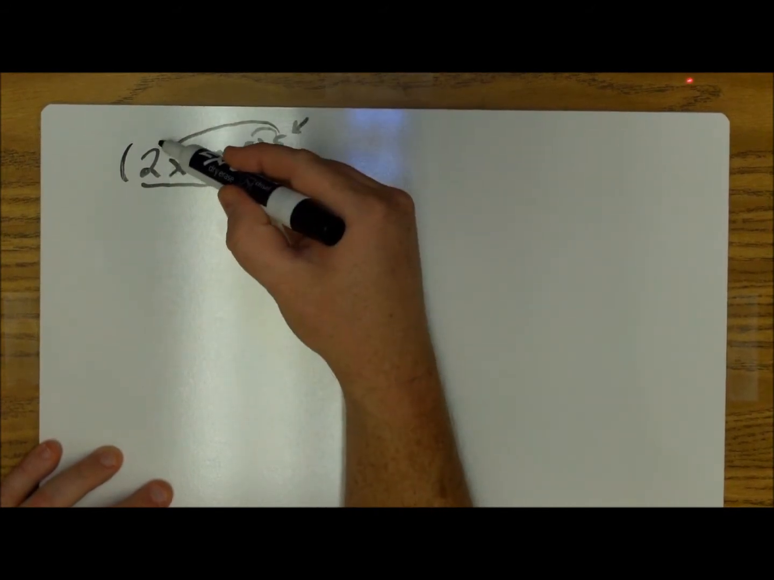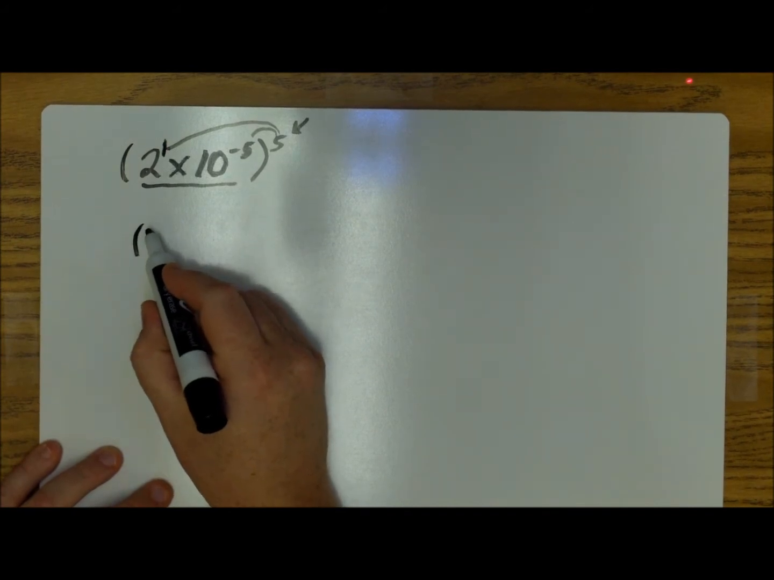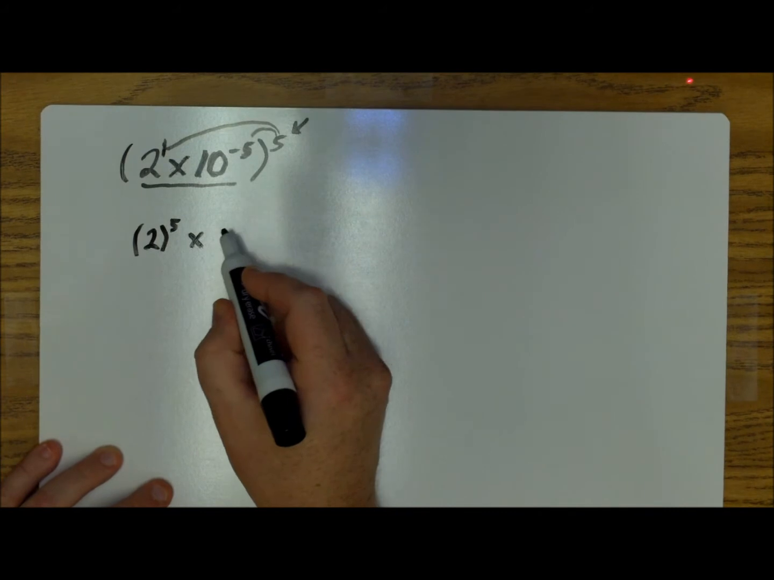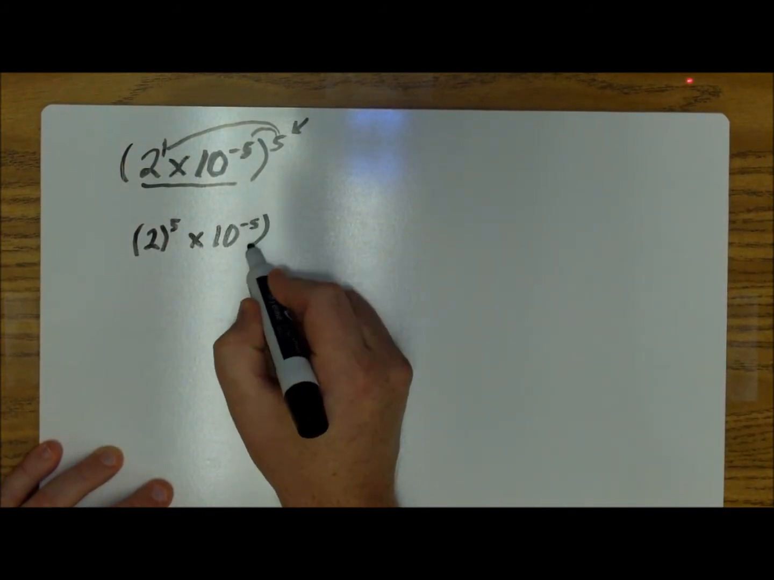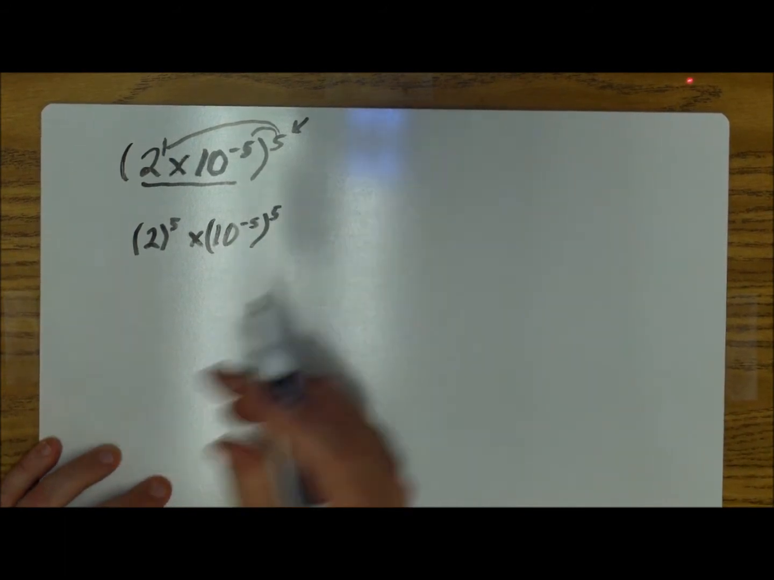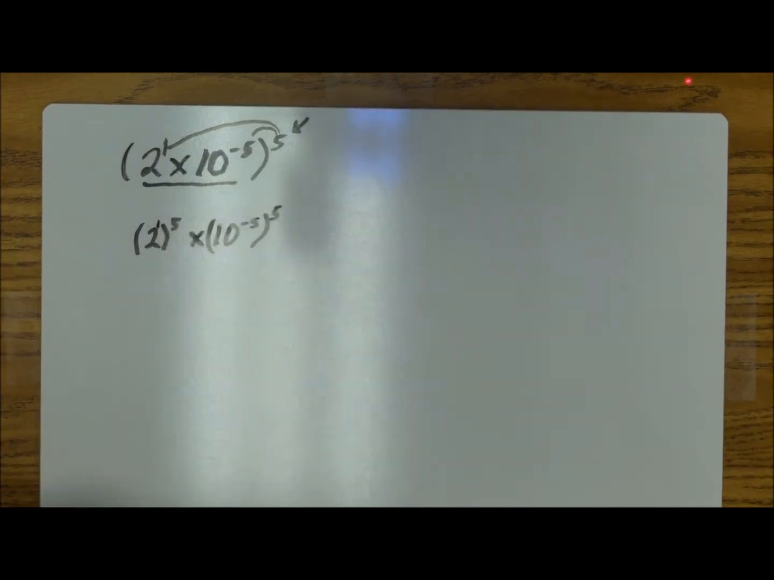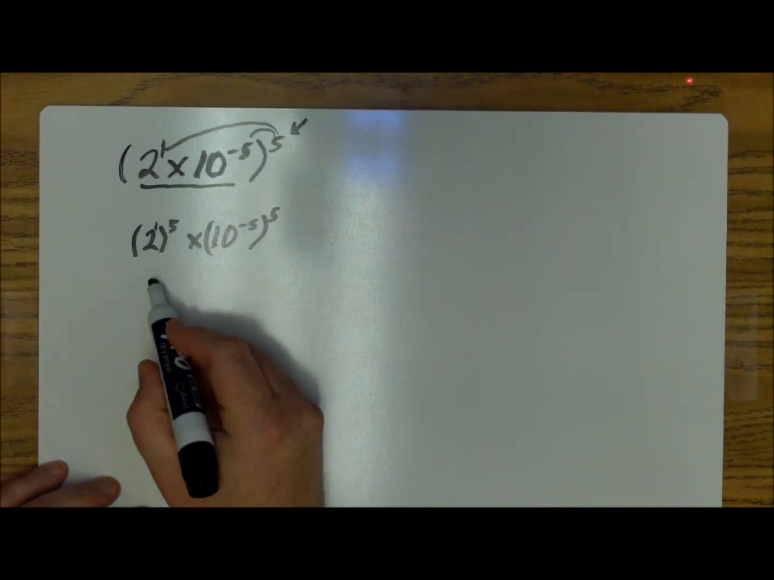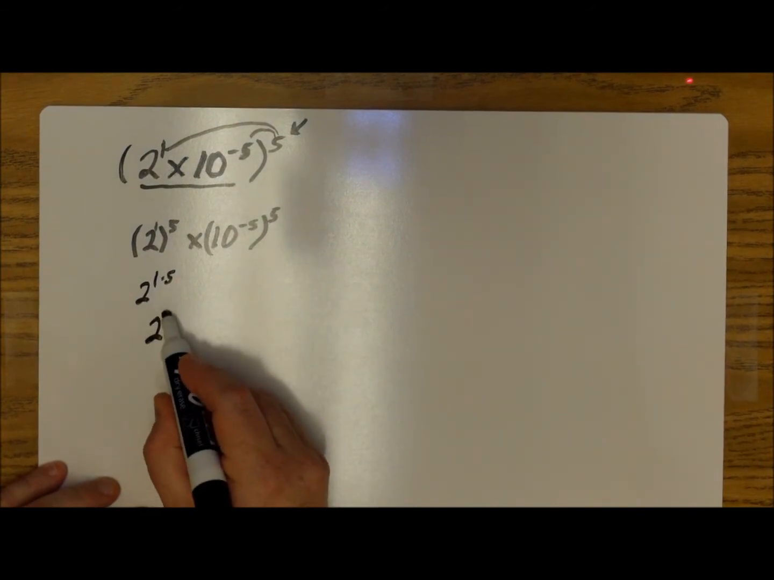Now keep in mind that there is an exponent of 1 there. So what I end up getting is 2 to the 5th power times 10 to the negative 5 raised to the 5th power. So I've distributed that power 5 on both of them. Remember, there's a 1 here. And a power raised to a power, that rule says to multiply the exponents. So the first one is 2 to the 1st raised to the 5th, or 2 to the 1 times 5, which gives us just 2 to the 5th power.